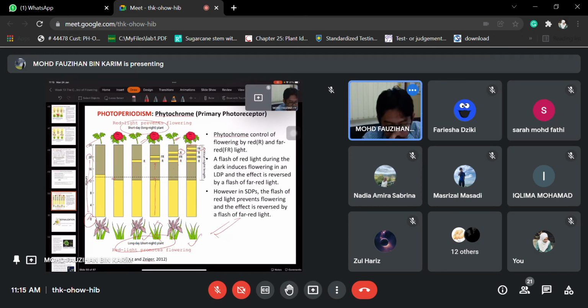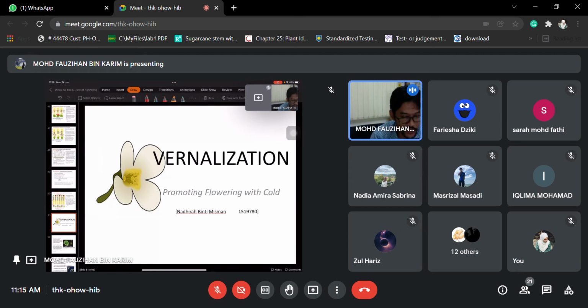So, ingat, far red light and red light for flowering is different to that of for the germination requirements. Two different. Okay, this one for flowering. Kalau germination lain, yang tukar receptor, same mechanisms, tapi effects of the far red light and red light for the germination dengan effect of flowering on the short day and long day plants different. Okay, jangan confuse. And then vernalization.